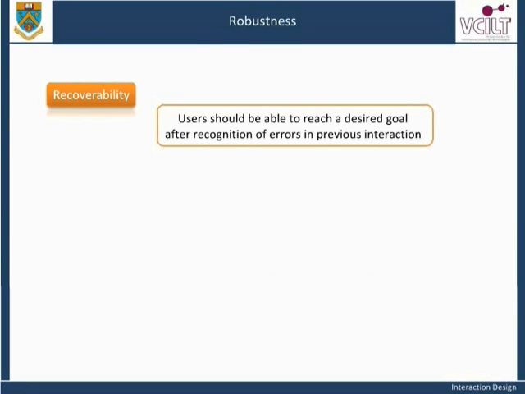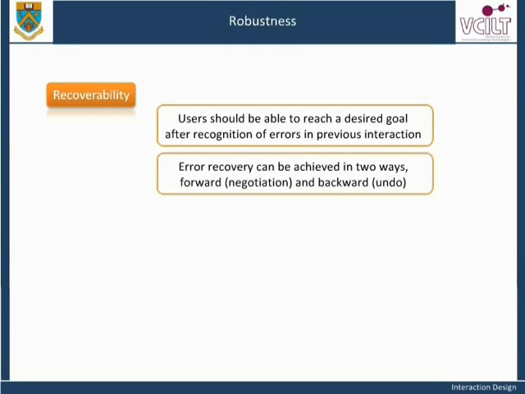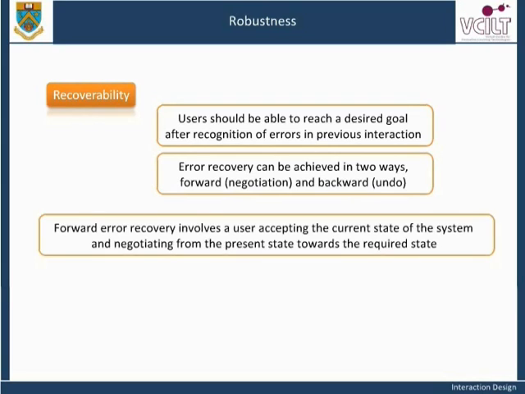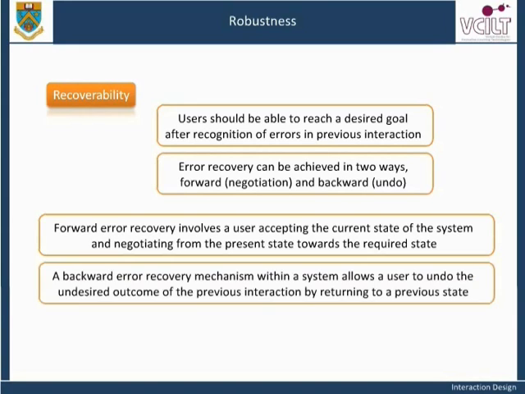Recoverability. Users should be able to reach a desired goal after recognition of errors in previous interaction. Error recovery can be achieved in 2 ways: forward negotiation and backward undo. Forward error recovery involves a user accepting the current state of the system and negotiating from the present state towards the required state. A backward error recovery mechanism within a system allows a user to undo the undesired outcome of the previous interaction by returning to a previous state.